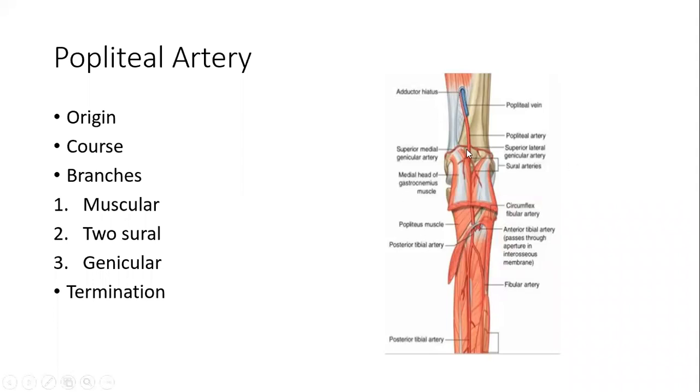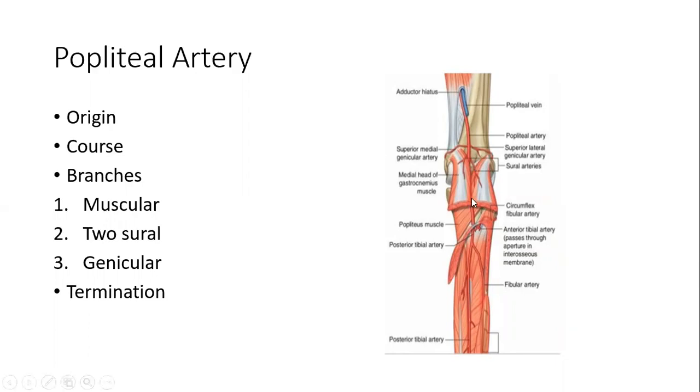It continues downward till it reaches the fibrous arch that is present along the soleus muscle. And soleus is one of the muscles in the posterior compartment of the leg. So popliteal artery is the continuation of the femoral artery, extending superiorly from the adductor hiatus and continuing downward till it reaches the fibrous arch over the soleus.